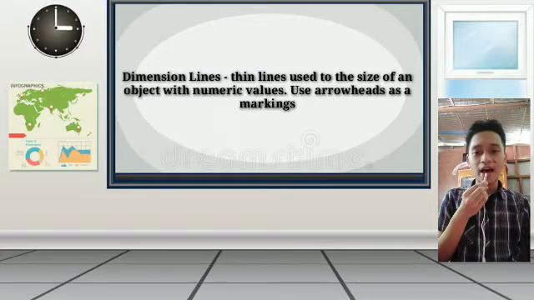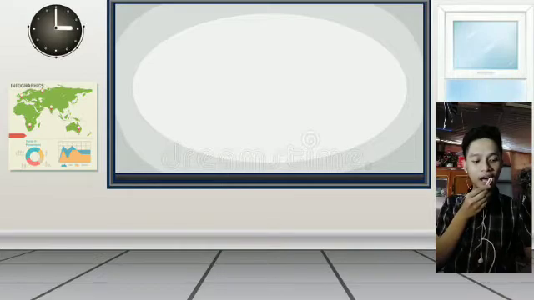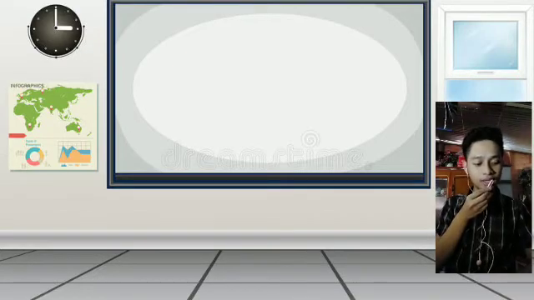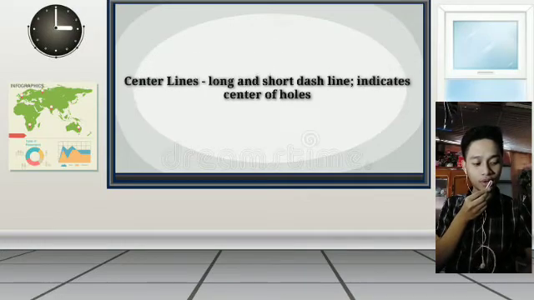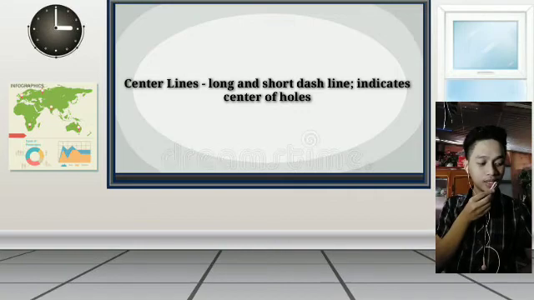So next, let's have the other basic types of alphabet of lines. Now let's have the center line. The center line is known as a long and short dash line, usually indicating the centers of holes, circles, and arcs.